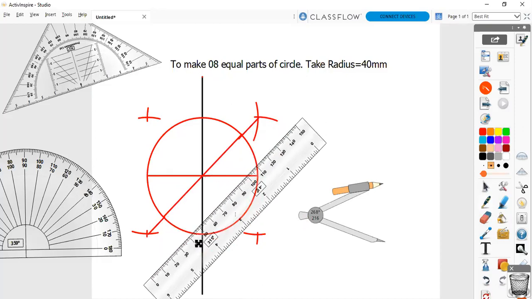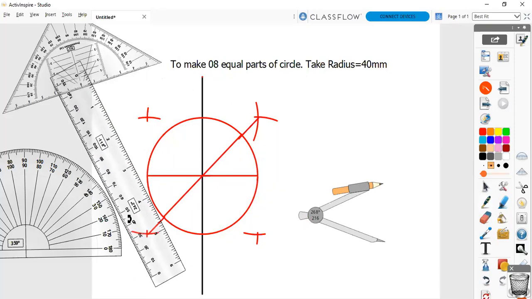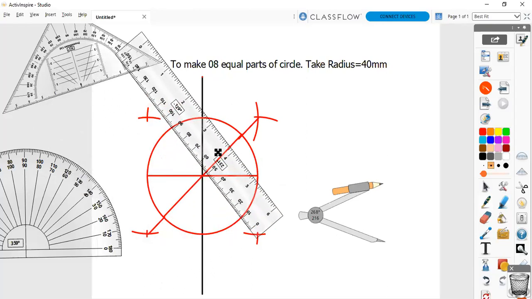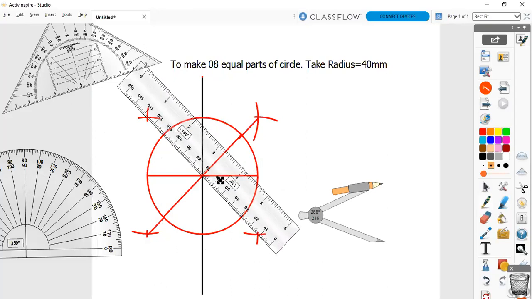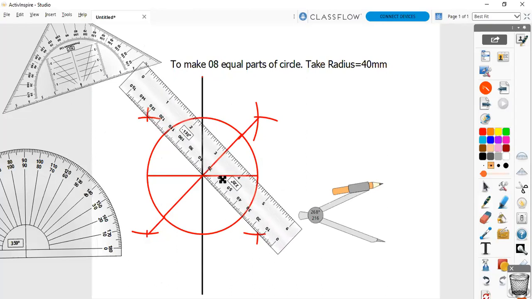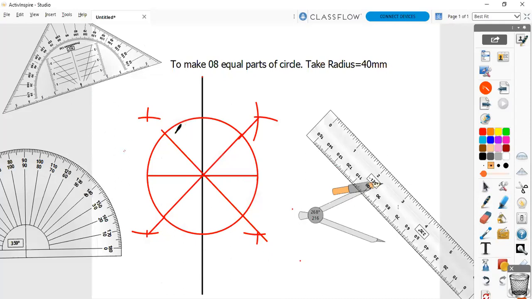Same way you can do it from this side also by rotating this ruler in this manner. Join these 2 points. From the center it will be going to pass, and this is how you have made 8 parts, and then you can give the nomenclature by giving each point a name.